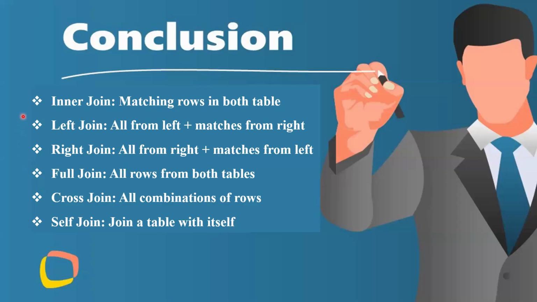Let's wrap up with a quick summary. Inner join, matching rows in both tables. Left join, all from left plus matches from right. Right join, all from right plus matches from left. Full join, all rows from both tables. Cross join, all combinations of rows. Self join, join a table with itself.